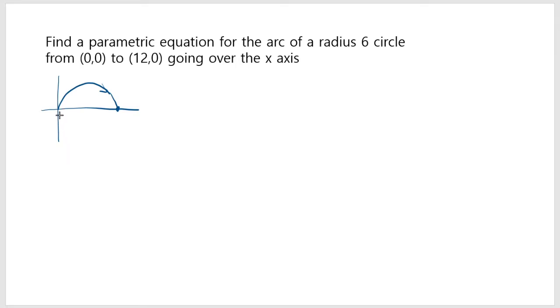Okay, so it's from 0 until 12. You're going this way. So how does that work? Well, we can still use the same thing, but we have to start modifying the answer.